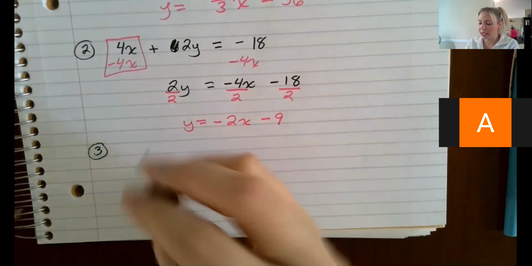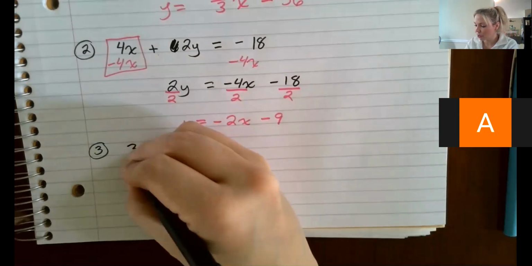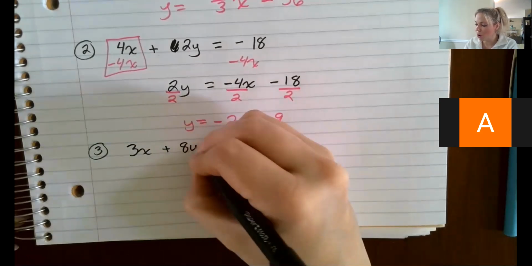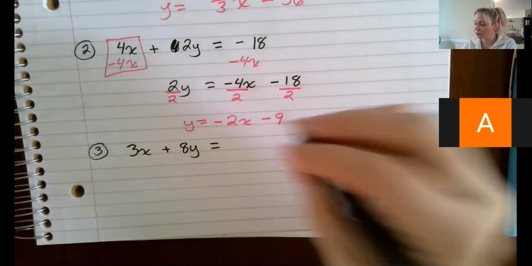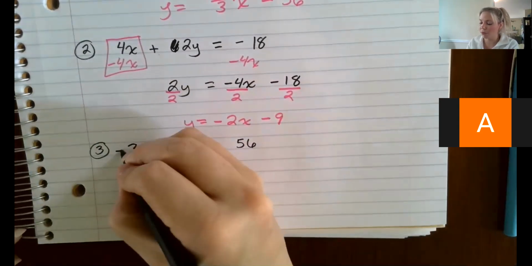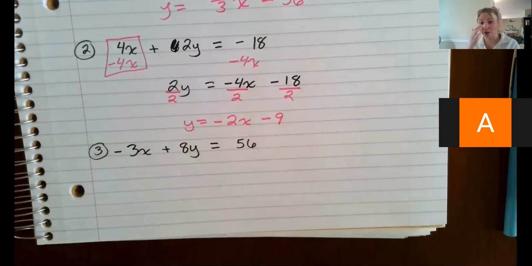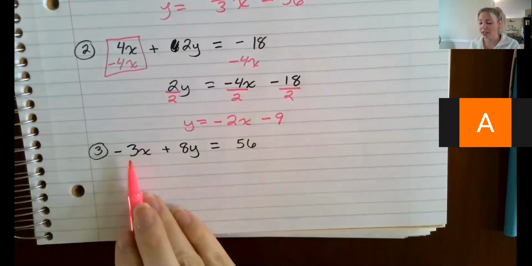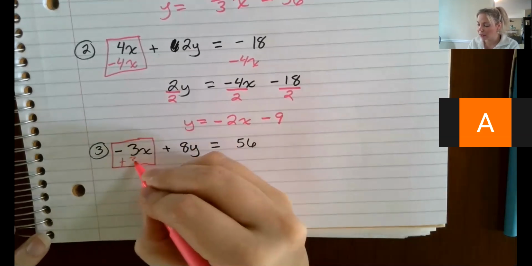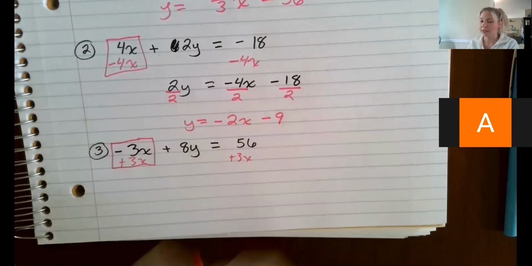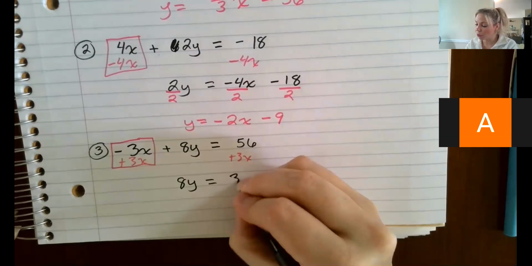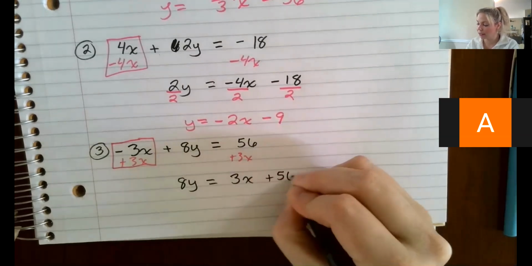So we've got something like negative 3x plus 8y is equal to 56. The inverse operation in this case of a negative 3x would be to add 3x to both sides. So now we're going to have a positive 8y is equal to 3x plus 56.